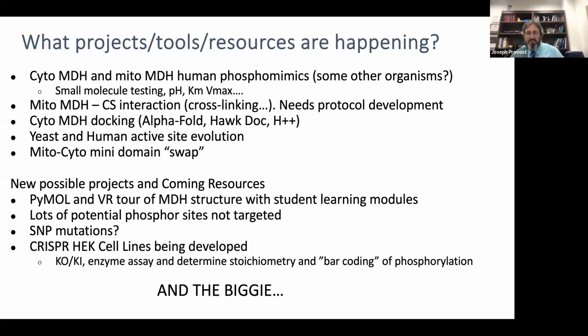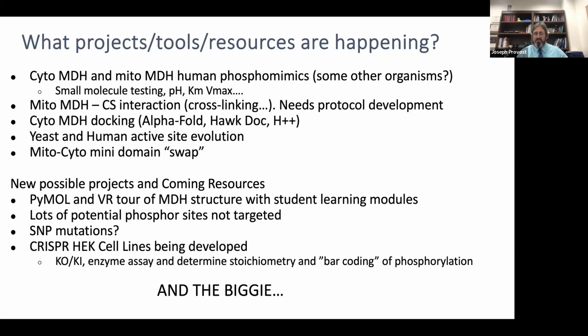There's a lot of potential phosphorylation sites we haven't targeted yet. There's some interesting SNPs that are out there. Adam Haberman and Celeste Peterson are working on a paper to show some of those things. Three or four of us, Jess, myself, Sue Ellen, and Adam Haberman, are working on creating HEK cell lines.